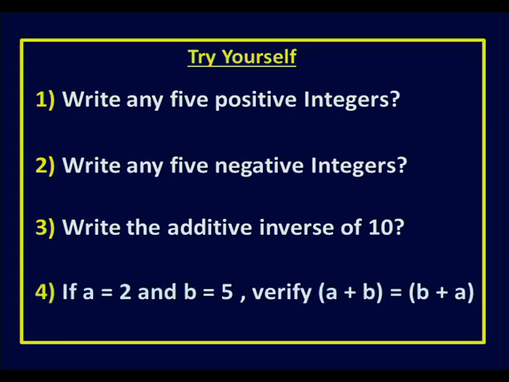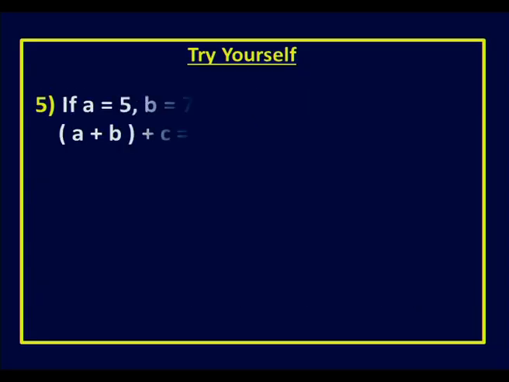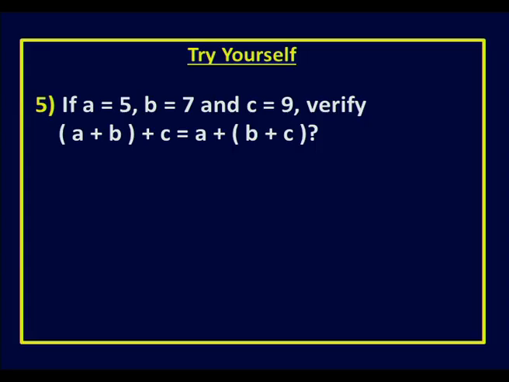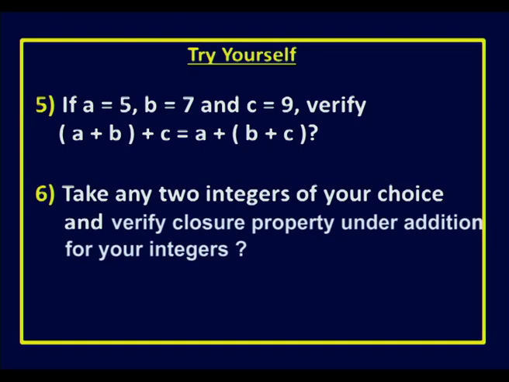Fourth question is if a equal to 2 and b is equal to 5, verify a plus b is equal to b plus a. The next question is if a is equal to 5, b is equal to 7 and c is equal to 9, verify a plus b plus c is equal to a plus of b plus c. Let us move on to final question. Take any 2 integers of your choice and verify closure properties under addition for your integers.